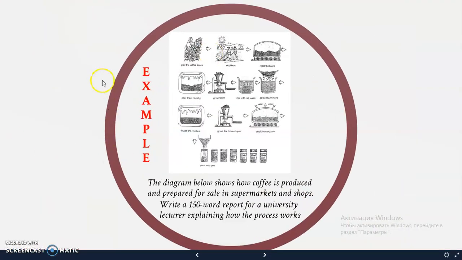So example, this is a nice example. So the diagram below shows how coffee is produced and prepared for sale in the supermarkets and shops. This is the process to produce or to manufacture coffee. So write a 150-word report for a university lecture explaining how the process works.